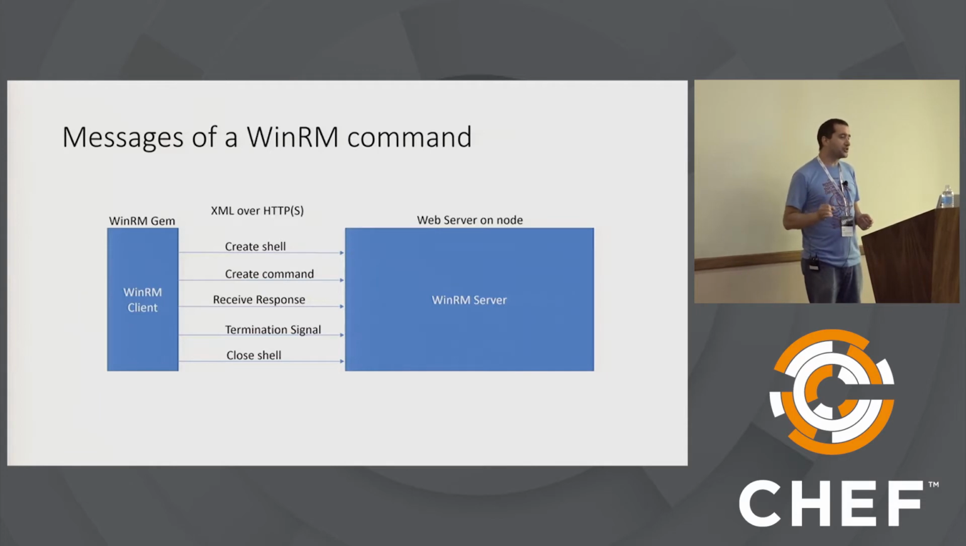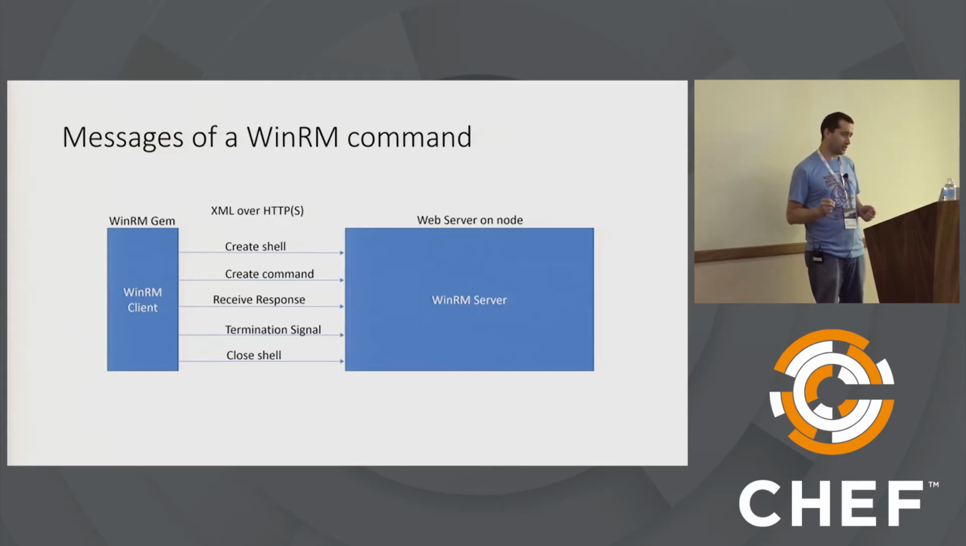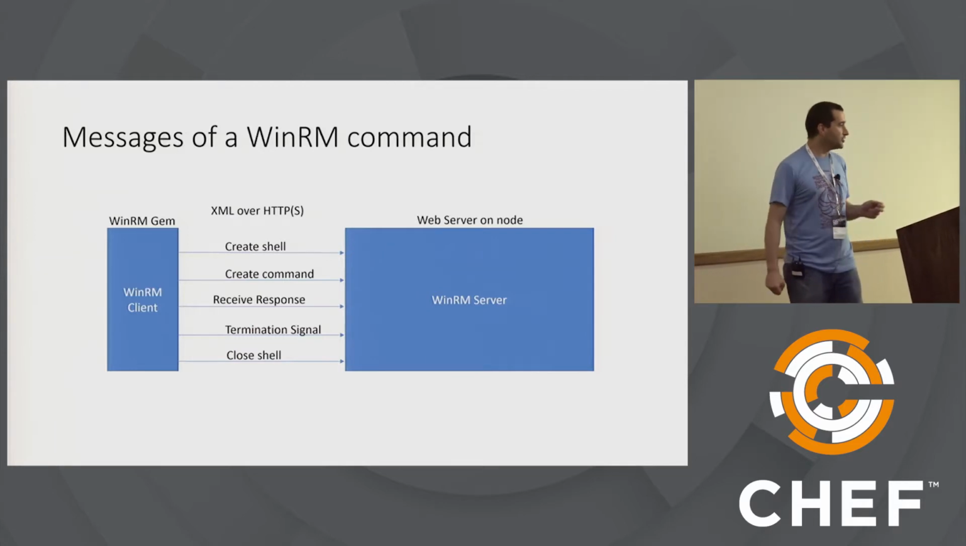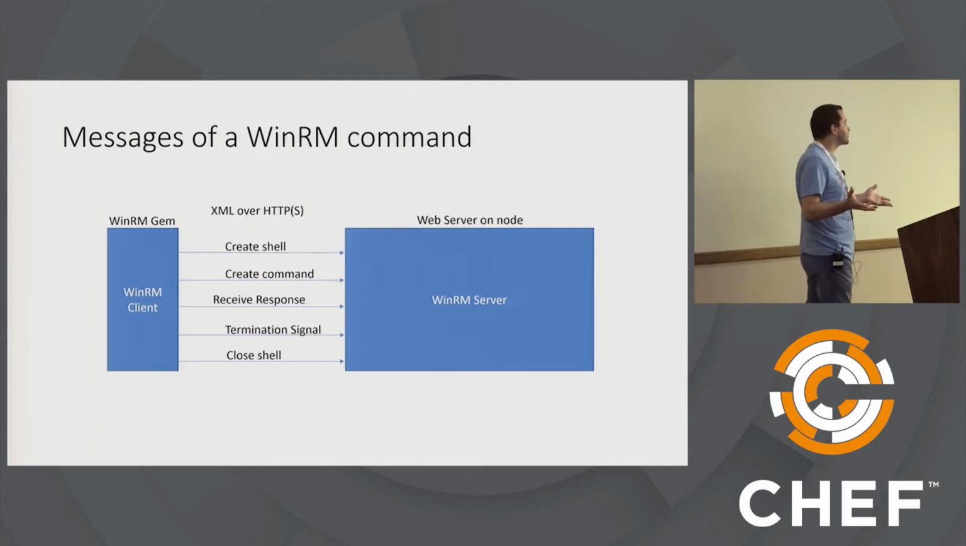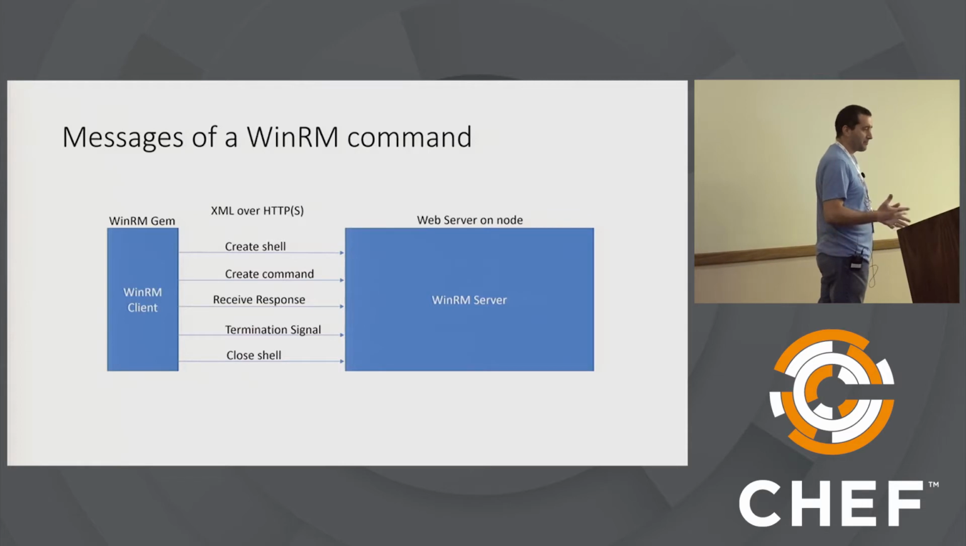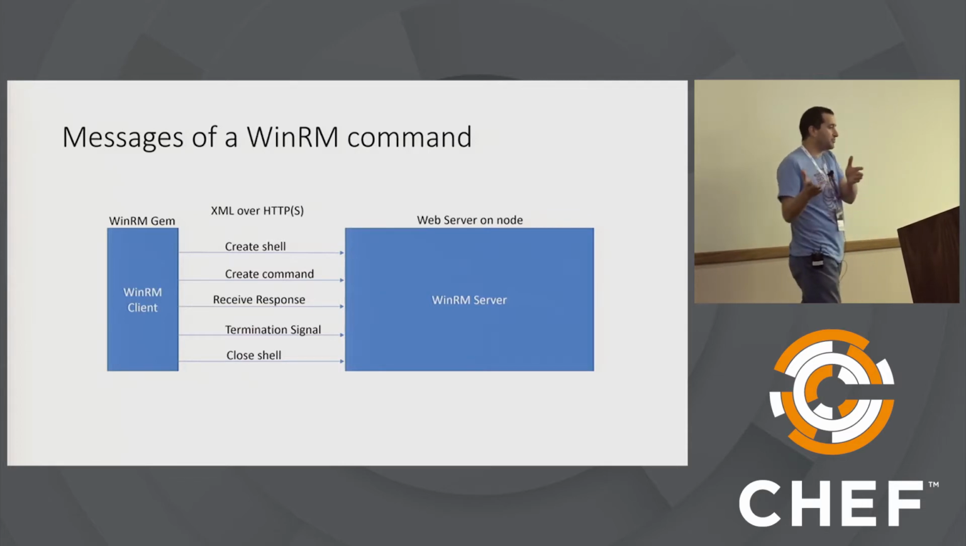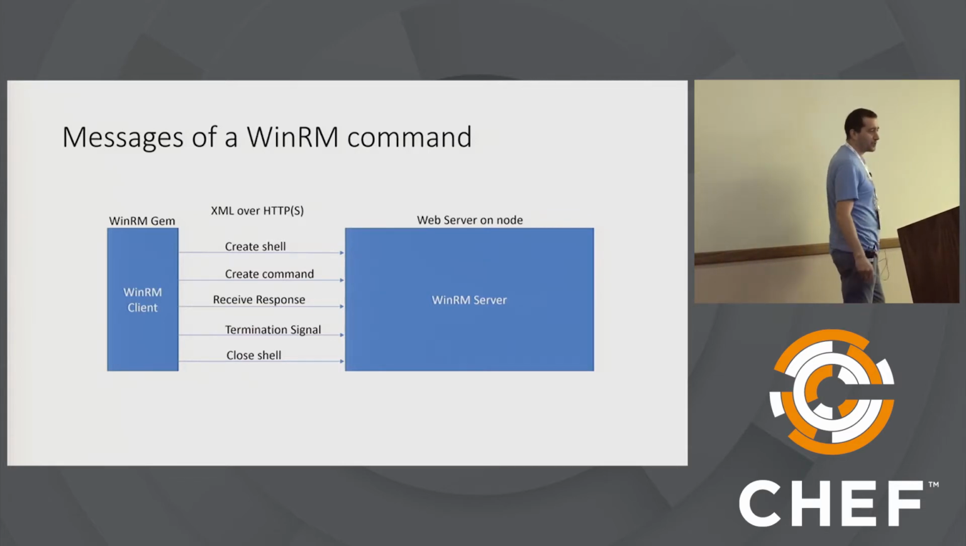Then there's a termination signal that we can send. So let's say we don't want to wait for that command to finish, you can kind of think of this as a remote Control-C. So again, all of these are just simple HTTP requests. The WinRM gem or whatever your WinRM client is, is just basically constructing strings that form these messages, and the WinRM web server is doing all the work.